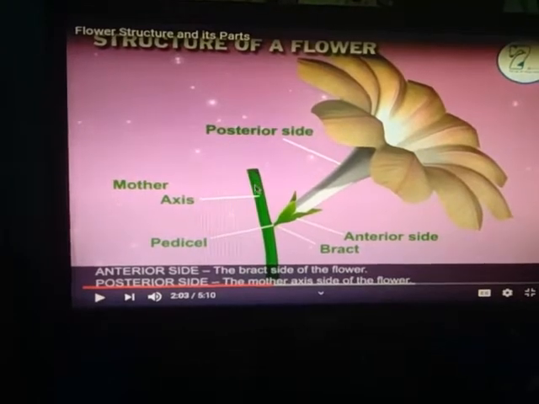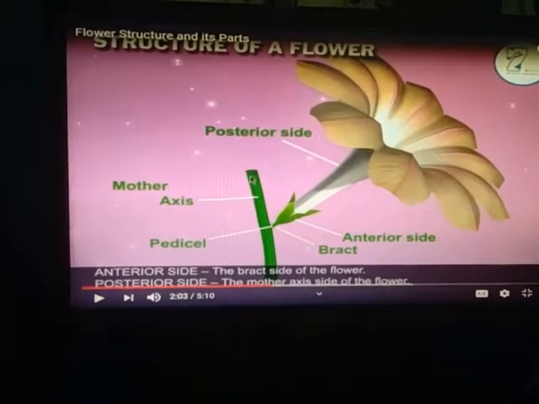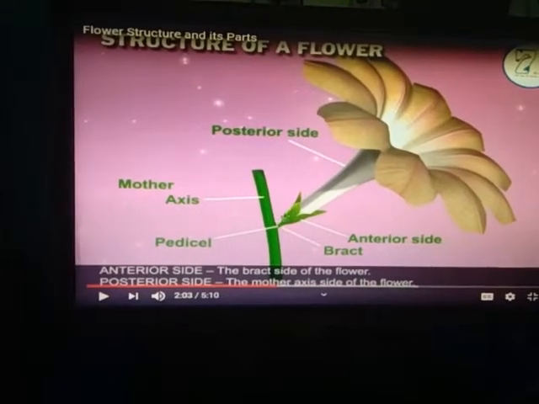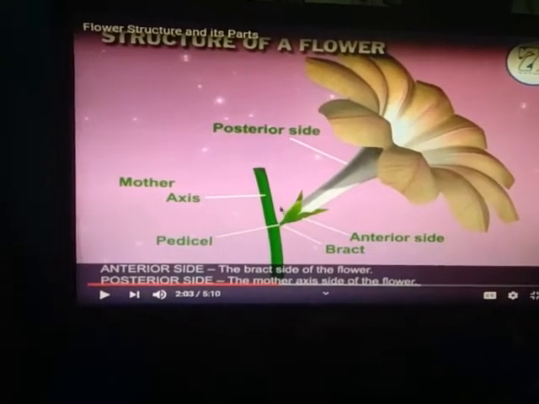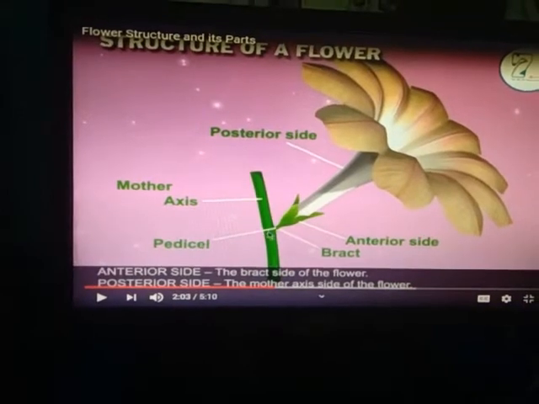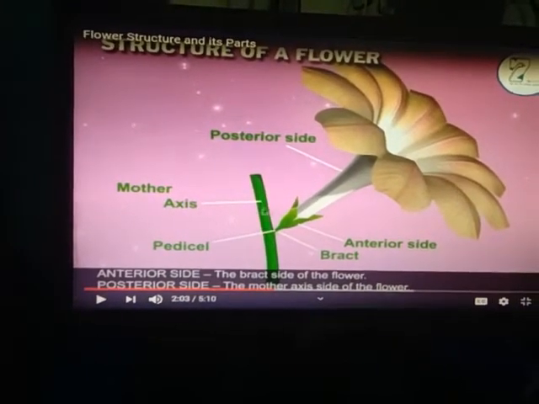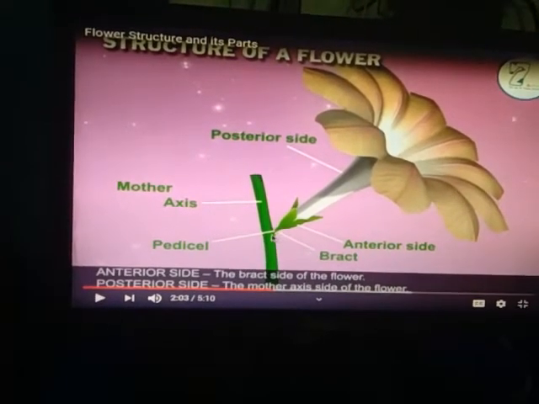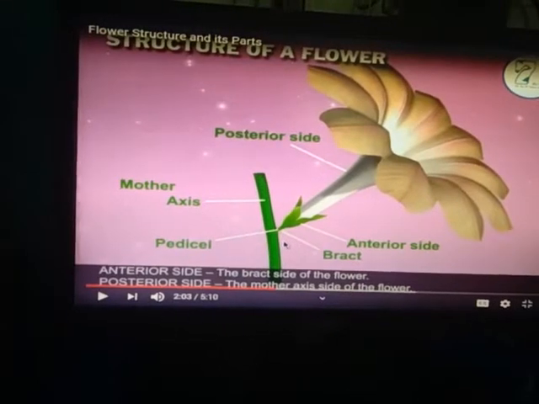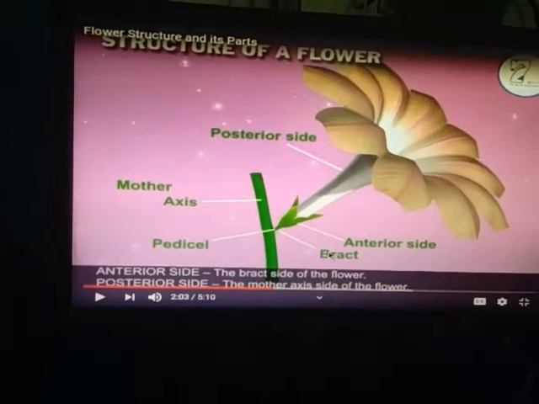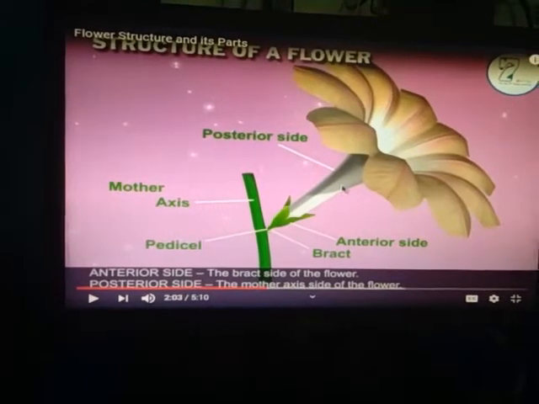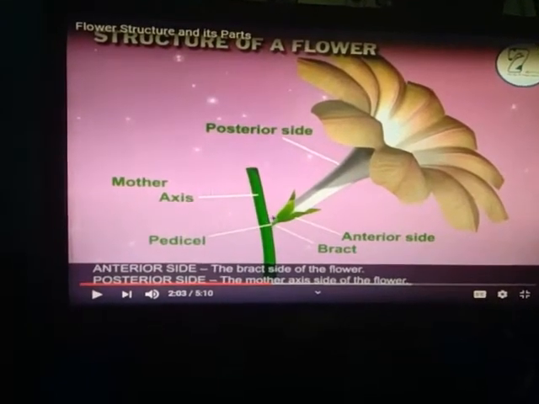The main stem, the main branch of the plant through which the flower is attached with the pedicel, is called the mother axis, and the pedicel is the structure that attaches the thalamus to the mother axis. Now in the outermost whorl, where two small leaves originated, that is called bract. The anterior of the flower is represented here, and this is the posterior side of the flower.